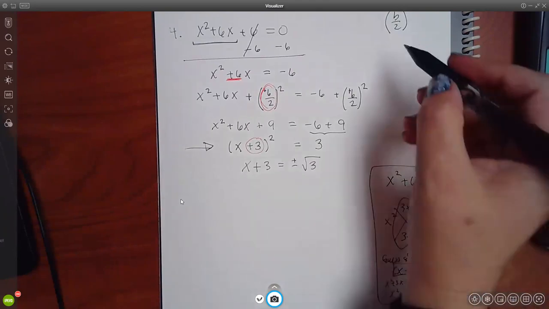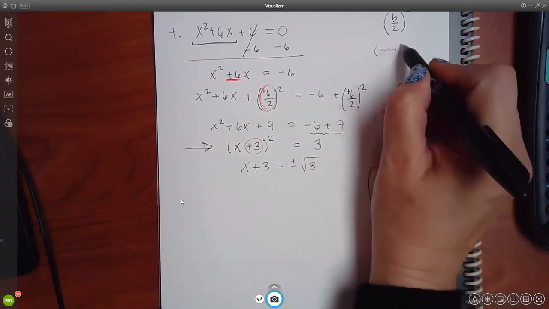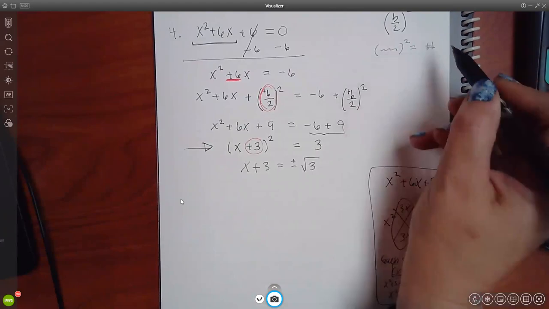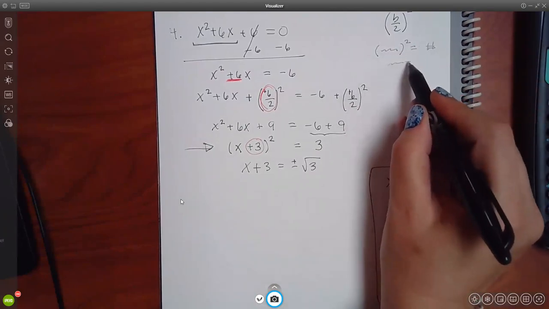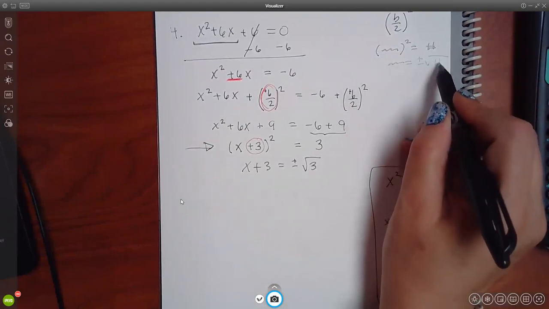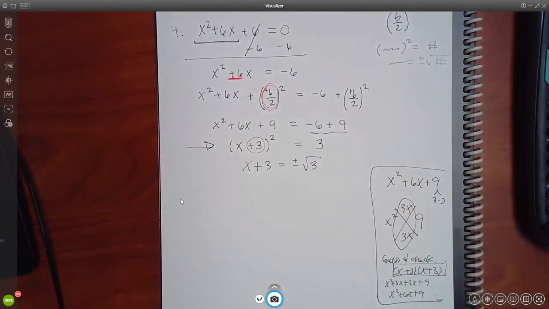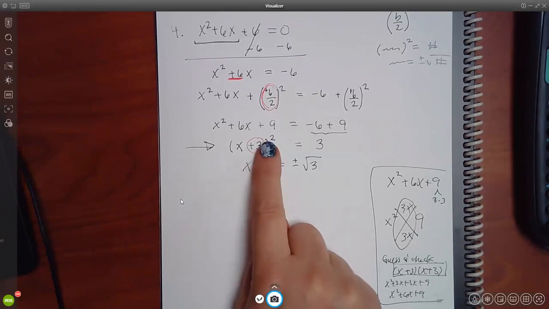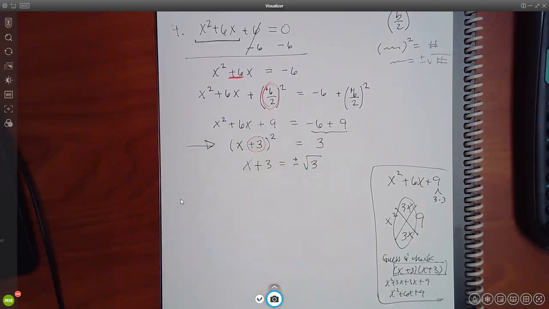It could be anything. There could be anything in this parentheses. But in order for that square to go away, you're going to get plus or minus the square root of whatever number was on that side. Okay. That's also something you'll have to know. It's not going to be given to you in a note sheet. In order for you to get rid of a square, you have to take the square root. And when you do that, you always get plus or minus, okay?